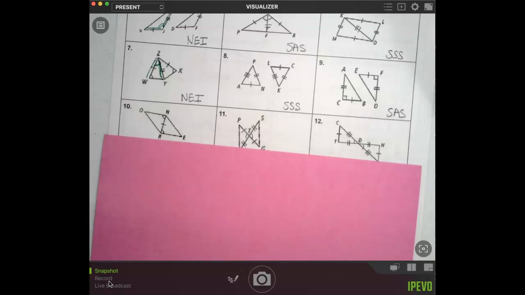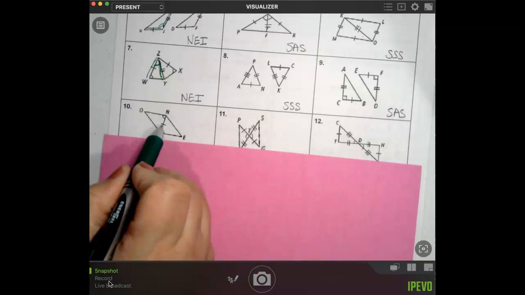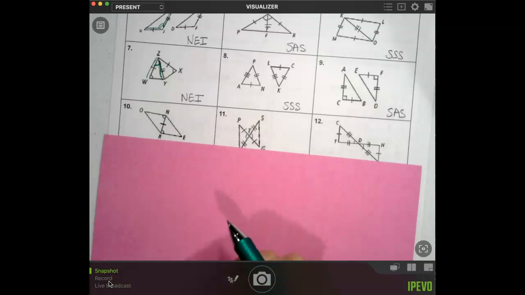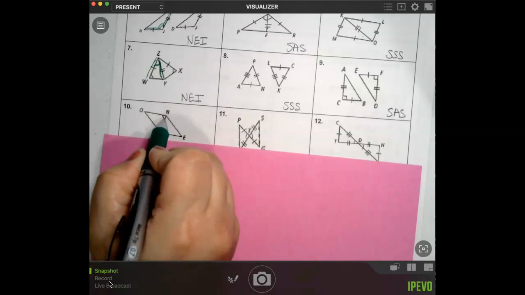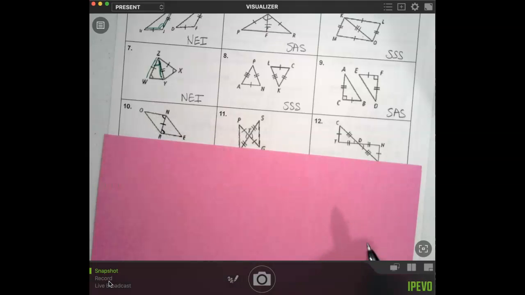On 10, can we mark anything else? We can mark the shared side. I don't know if that was already marked on your paper or not. We have this pair of angles marked, and really, that's it. Nothing else that I can mark. That is not enough information.